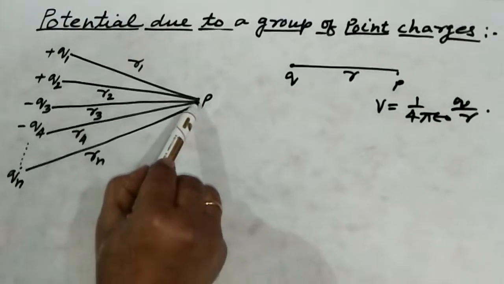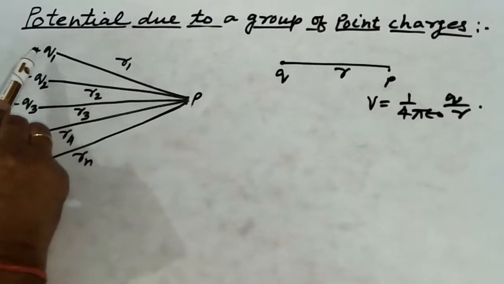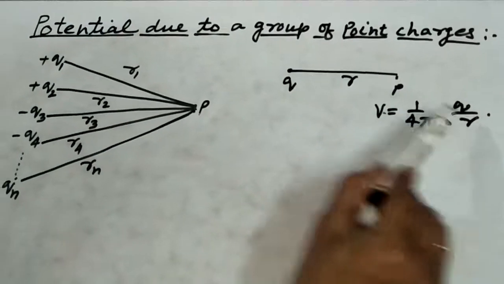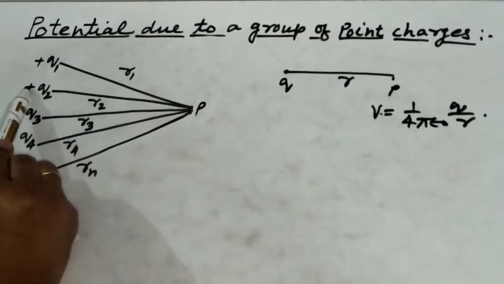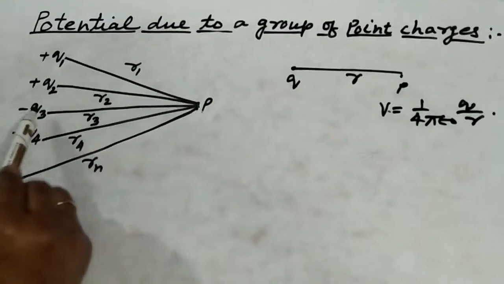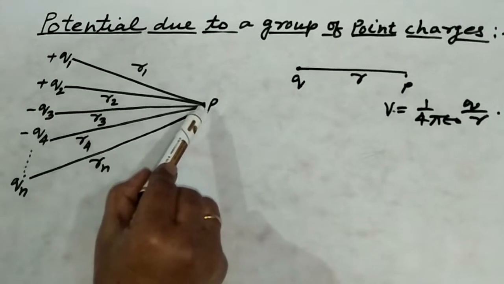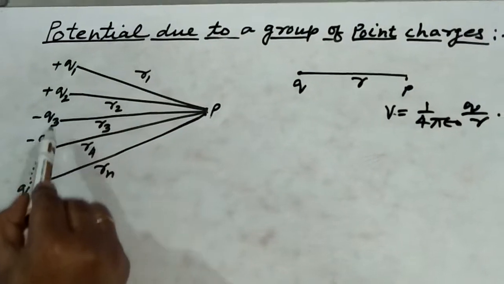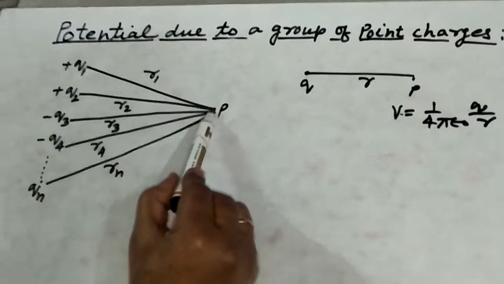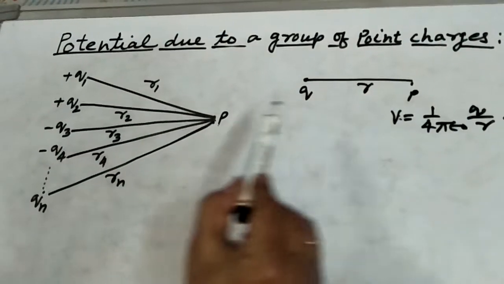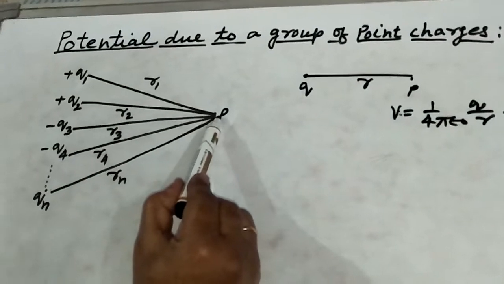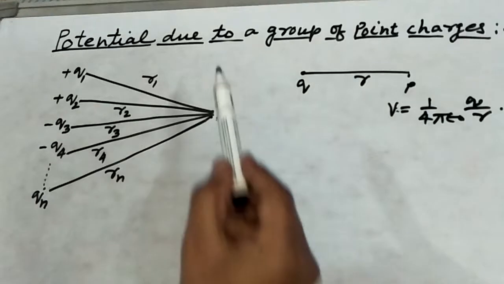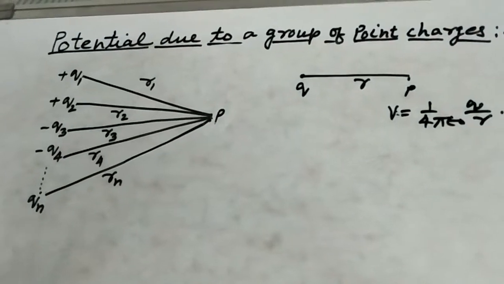So for this purpose, first we will find the potential due to the first charge at point P by using this formula. Similarly, the potential due to this charge at point P, and this charge at point P. It means first we will find the potential due to the individual charges at point P by using this formula, and for finding the net potential at point P, we will take their algebraic sum. Why? Because electric potential is a scalar quantity.